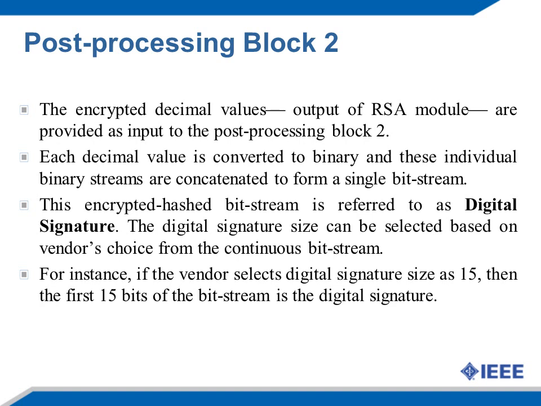Once this is generated, there's again a trick here: the IP vendor has a choice to truncate the size of the entire bitstream according to his or her will. That becomes the strength of the digital signature, or the strength of the constraints that would get implanted later into the design. After this entire stream of ones and zeros is generated, the digital signature can be selected based on the vendor's choice of strength from the continuous bitstream. For instance, if the vendor selects a digital signature size of 15, then the first 15 bits of the bitstream will be used as the digital signature for implanting.